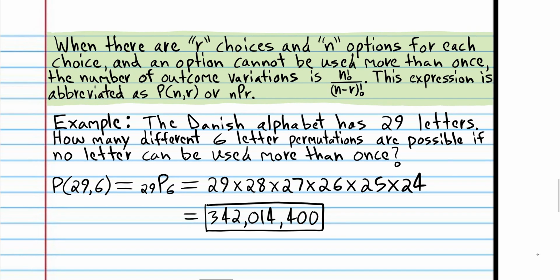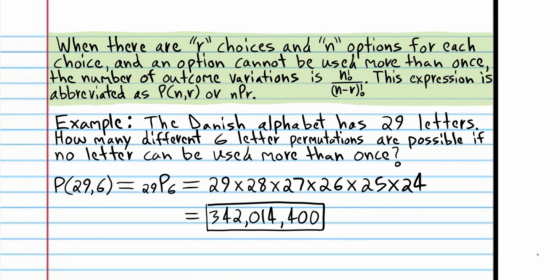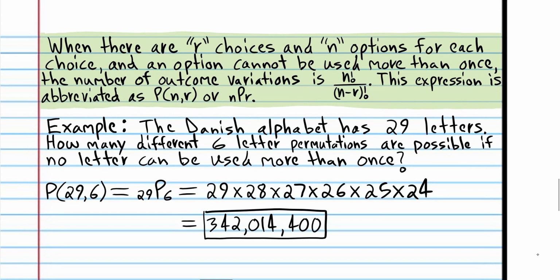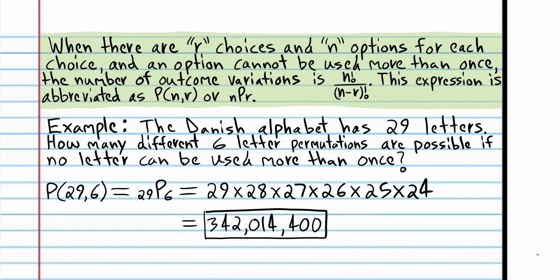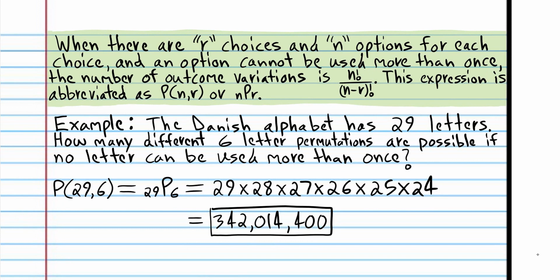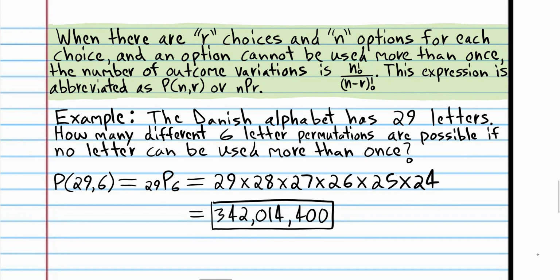Well, now we're going to the situation where we have a certain number of choices to make, but the options that we have are going to diminish as we make our choices. And the reason for that is that an option cannot be used more than once. So it's better to do an example problem rather than to try to give the general idea.